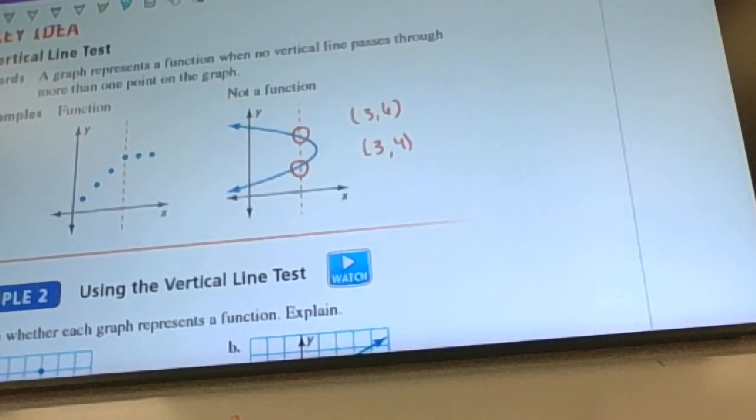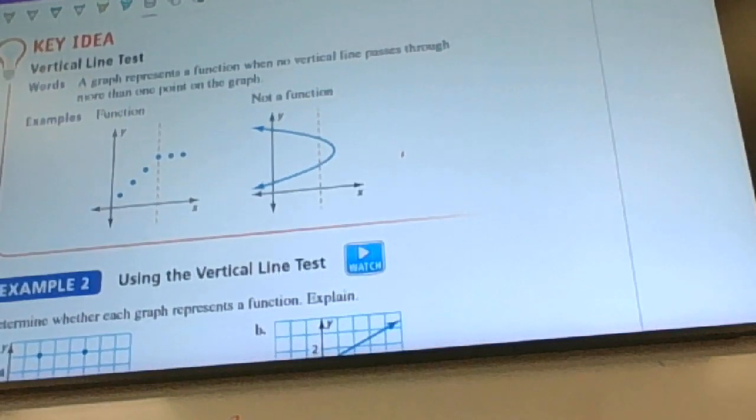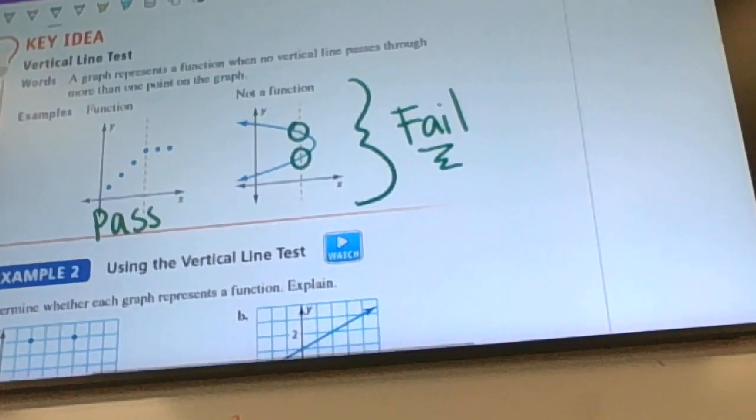I already told you guys about the vertical line test. So turn your page and see it. This one is a pass vertical line test, and this one is a fail vertical line test. It goes through in 2 places. If it fails, you write no. Yes and no. So let's look at these.